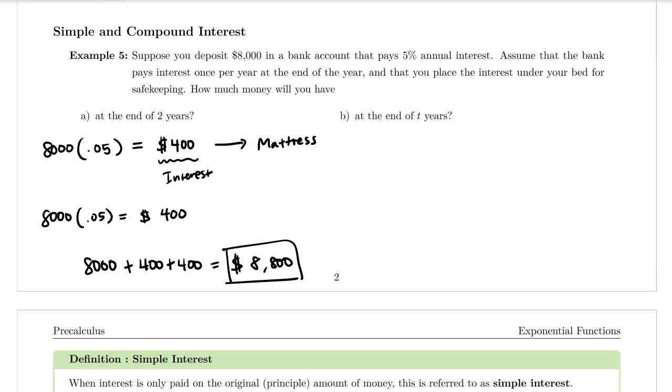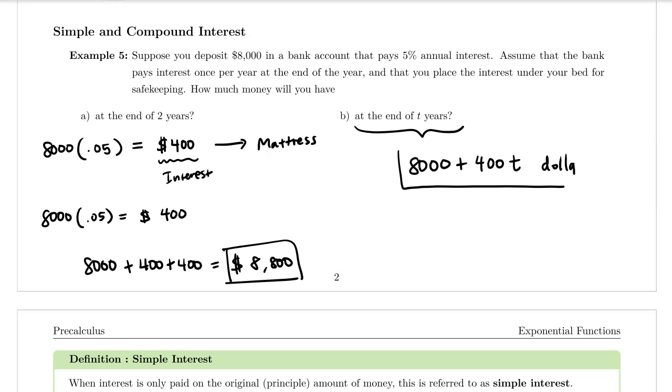So as you can see, this represents a linear function because every year you're gaining $400, which is the 5% of that initial amount of money that you put in, which was the $8,000. So if I wanted to create a function out of this, the amount that you would have at the end of t years would be 8,000 plus 400 times the number of years that pass. So this, I should probably put dollars. This represents how much money you'll have if you follow this scenario at the end of t years.